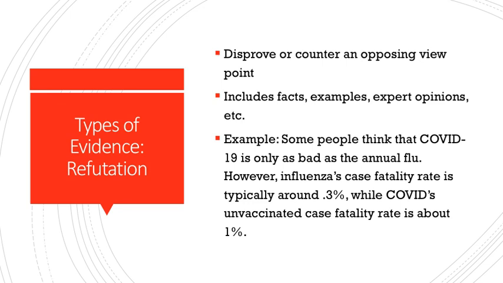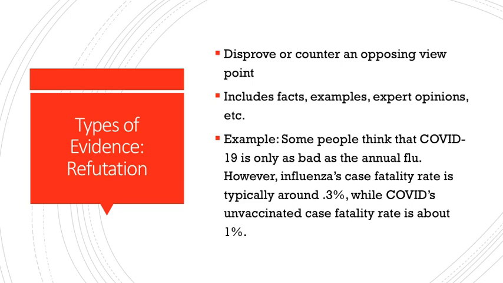Another type of evidence would be refutation, or refuting a point that the opposing side would make. And so this is tricky because you have to identify a point that the opposing side would make and then have a way to refute that. So you're disproving or countering that opposing viewpoint. And this again includes facts, examples, expert opinions, because you're acknowledging the opposing point and then you have to deal with it and show that it's incorrect or inaccurate by use of facts, examples, expert opinions, so on.